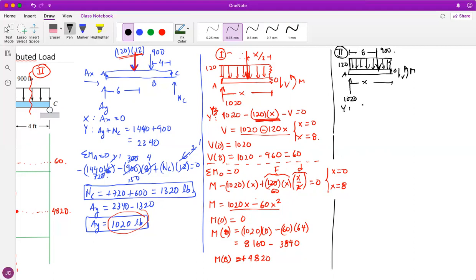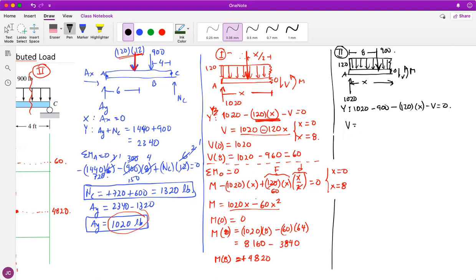Let's go to Y. For Y, I will have the 1020 going up. I will then have minus 900 going down. And then I will have this same distributed load going down, minus 120 times the base, X. What I know is that the length of the beam is X. Therefore, I multiply the base times the height, and that will give me the area, which is how resulting forces for distributed loads are calculated. And minus B equals 0.